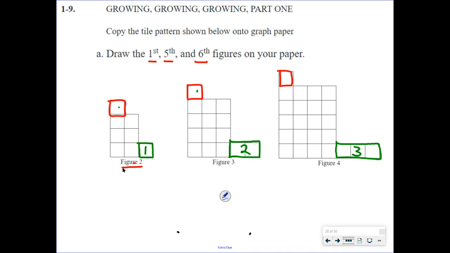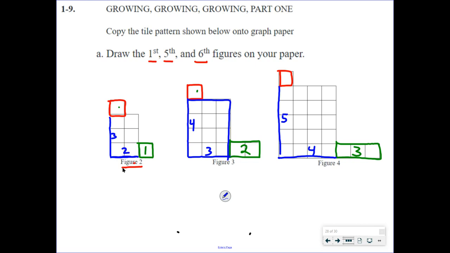And then the last thing I notice is that what is left is a rectangle. And that rectangle seems to have 2 this way and 3 this way. So 2 squares and 3 squares. Figure 3 has 3 squares this way and 4 squares this way. And figure 4 has 4 squares this way and 5 squares this way. Does that make sense? And that's a full rectangle.